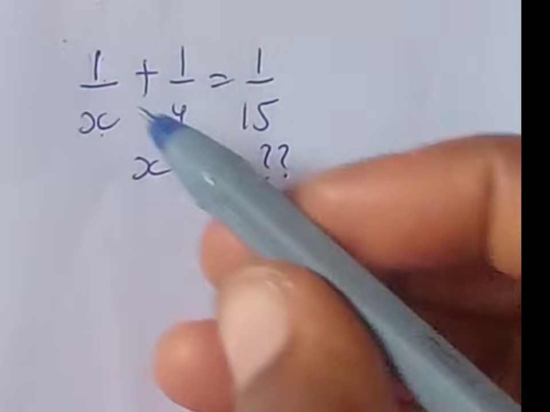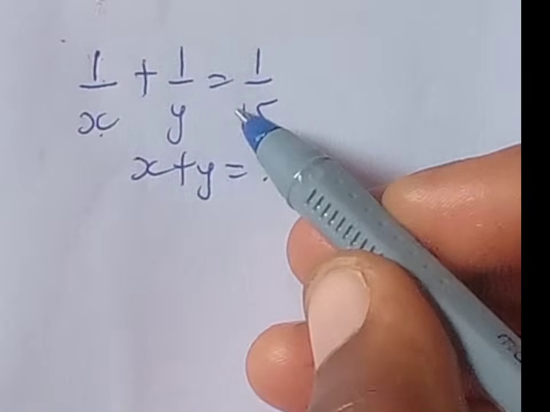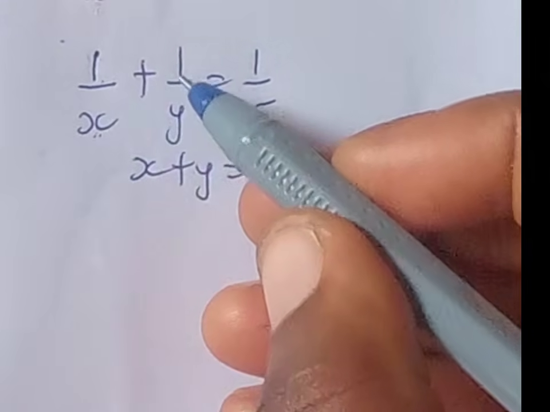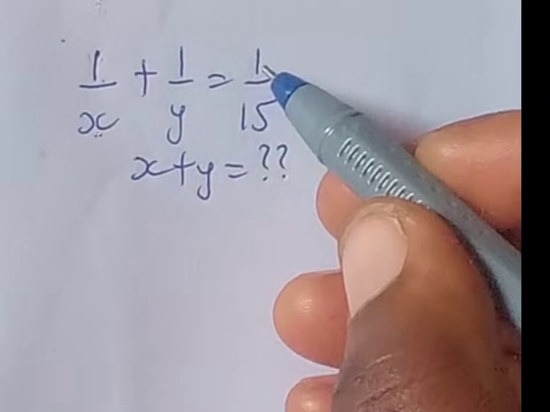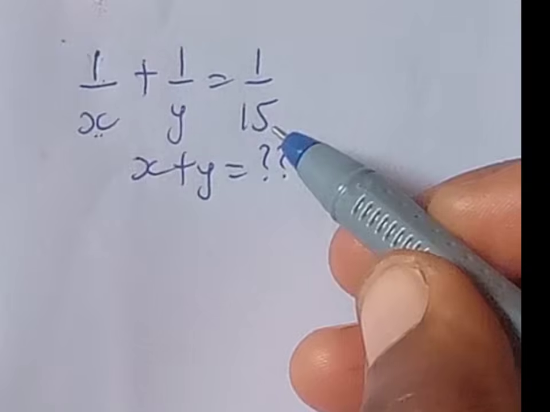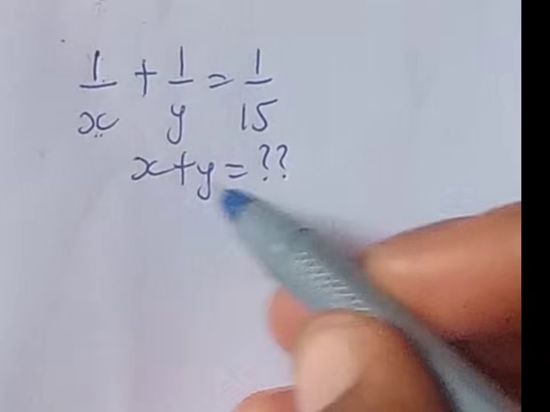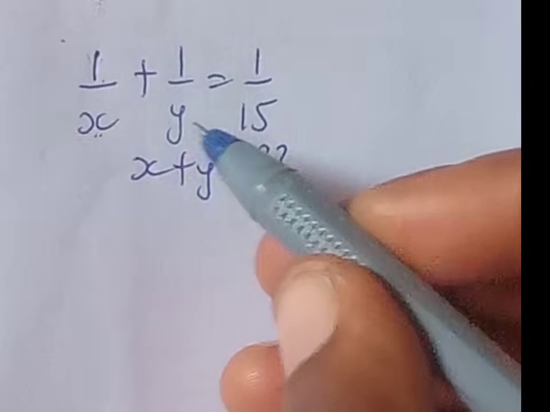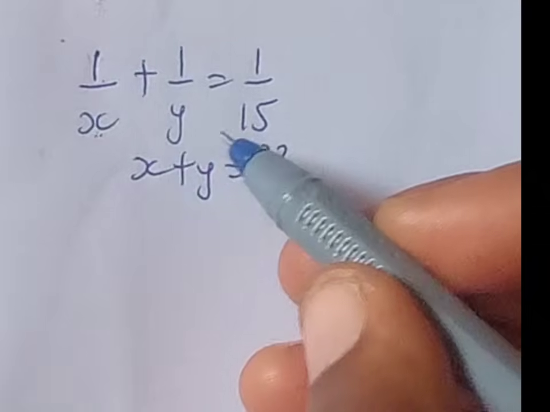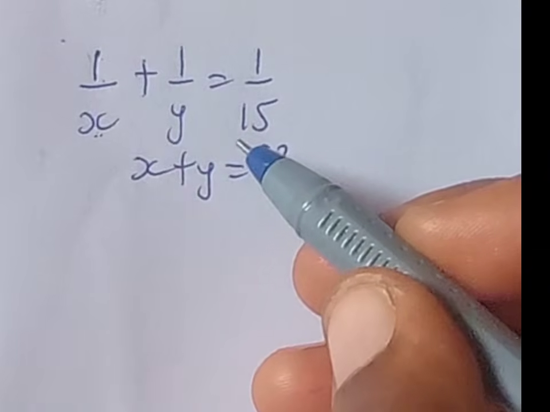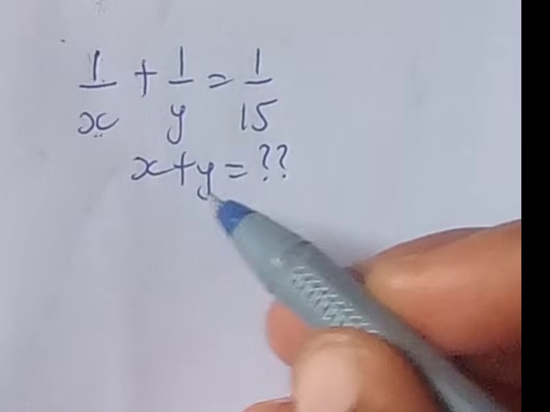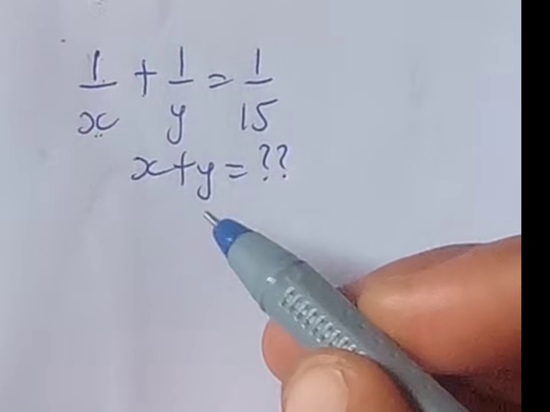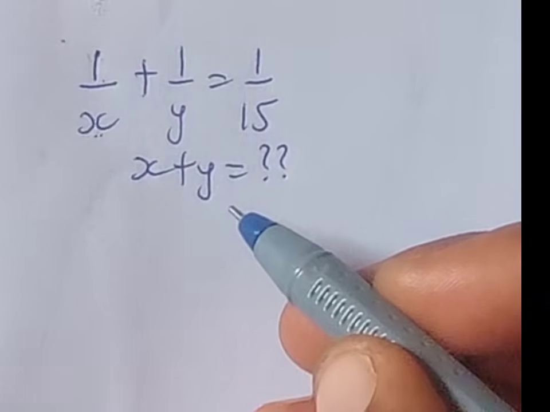Hello everyone, here is the Math Olympiad question which says 1 over x plus 1 over y equals 1 over 15, and we are asked to find x plus y. Most people think there is not enough information about this question, but there is a beautiful trick that makes the answer to this question appear in just a few steps.